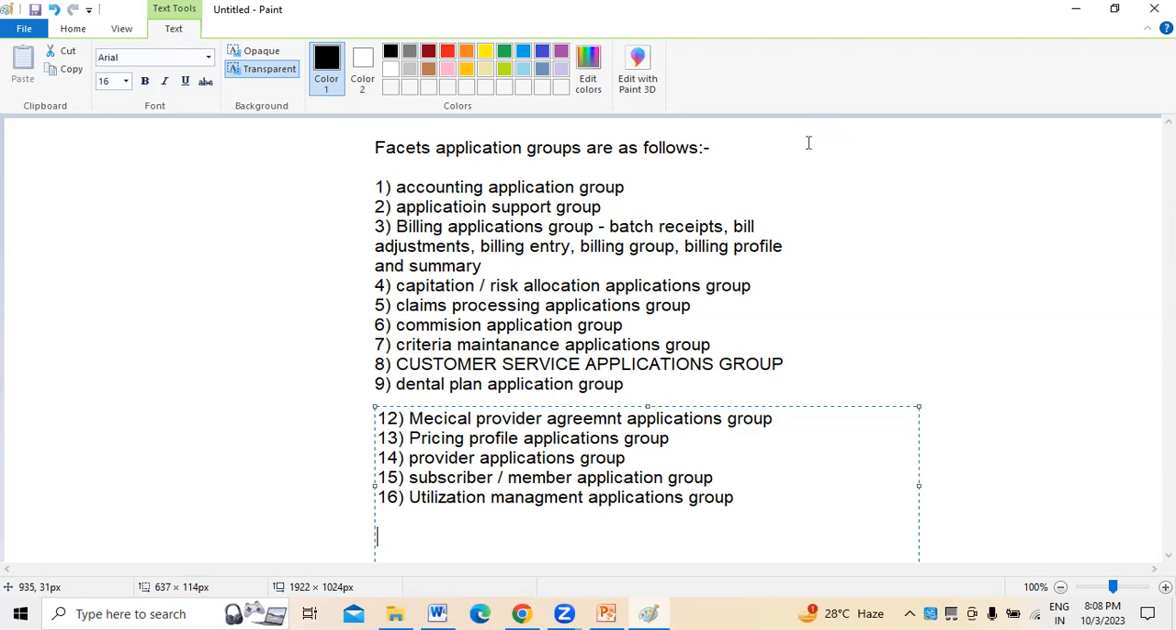Next was provider applications group. Provider applications means healthcare provider I'm talking about. When we are talking about healthcare provider, we have to mention about network, right?